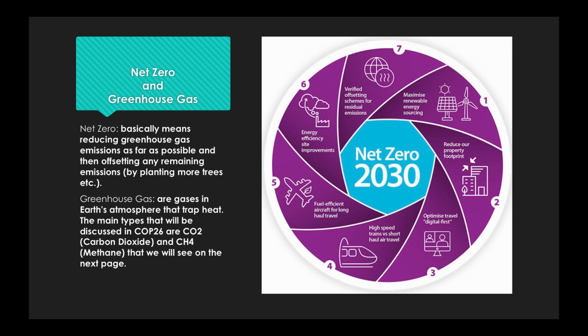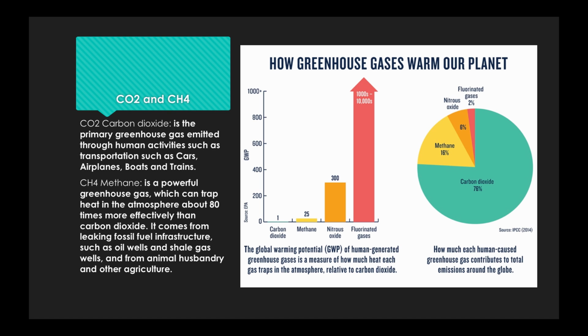Now, greenhouse gases. Maybe you've heard this a lot before. It's mentioned maybe in your science classes, but these are gases in the Earth's atmosphere that trap heat. The two main types that will be discussed in COP26 are CO2, which is carbon dioxide, and CH4, which is methane. That we will see more on the next page. Okay, so CO2 and CH4.